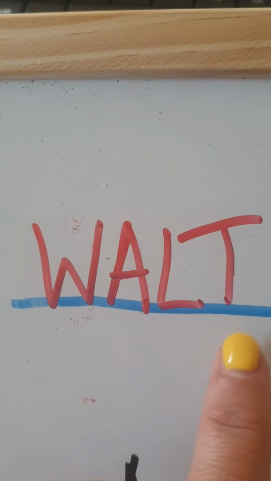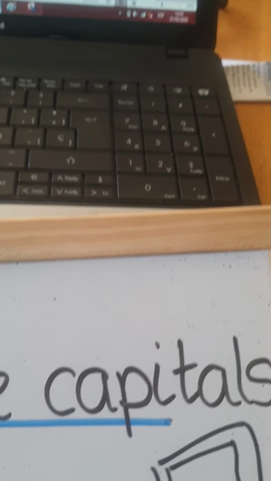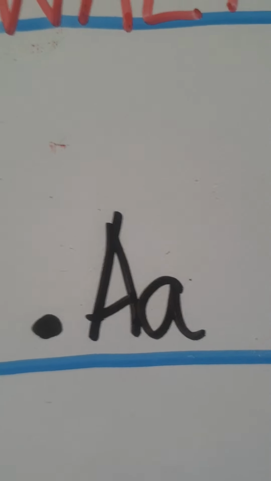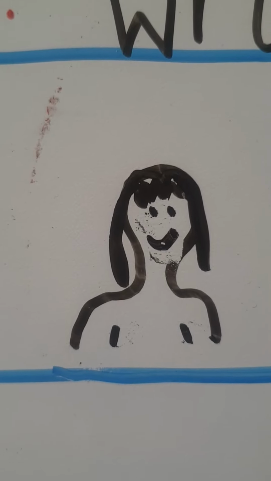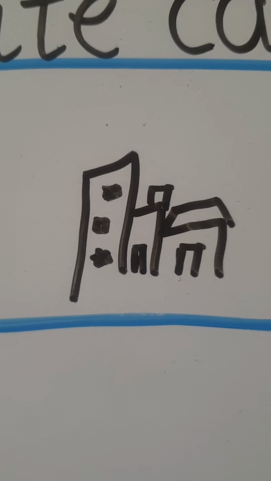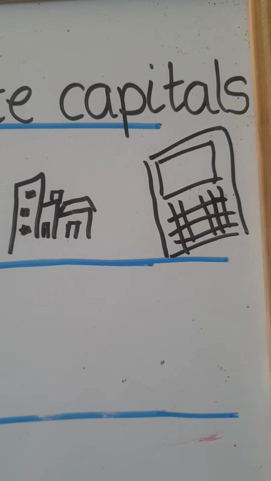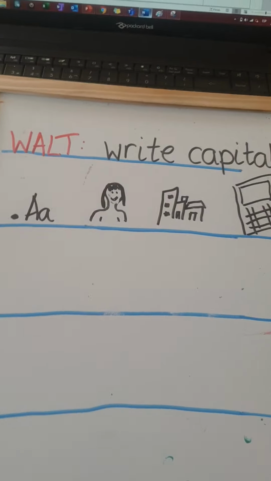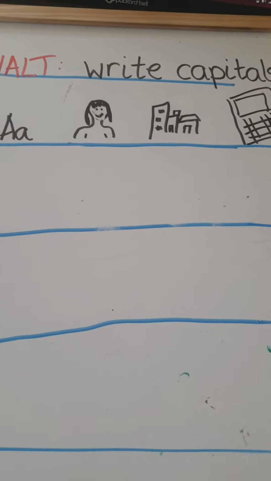Today we are learning to write capitals. Now, can you remember when we write capitals? I'll give you some clues. So we use a capital letter after a full stop. We use a capital letter for the name of a person, for the name of a place, and also the days of the week or the months of the year in a calendar. So these are the four reasons you might use a capital letter.